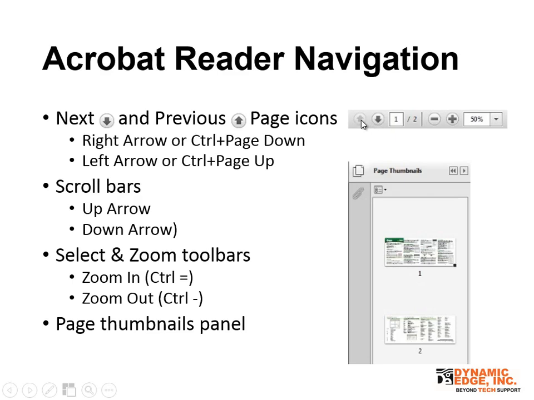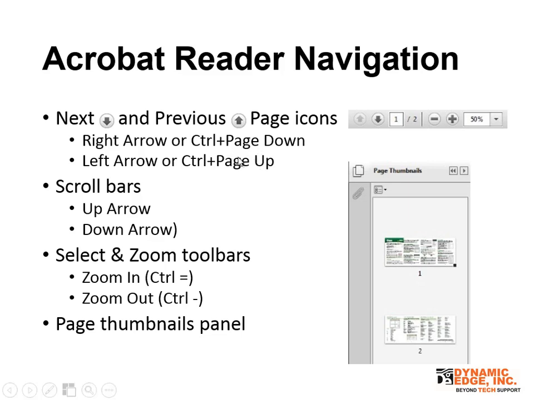Notice there's an up and down arrow for which page you're on, and there's also a zoom in and zoom out that allows you to zoom in and out of the document. Notice that this one's already at 50%. The right arrow or Control Page Down button will take you an entire next page. The left arrow or Control Page Up button will take you up an entire page.